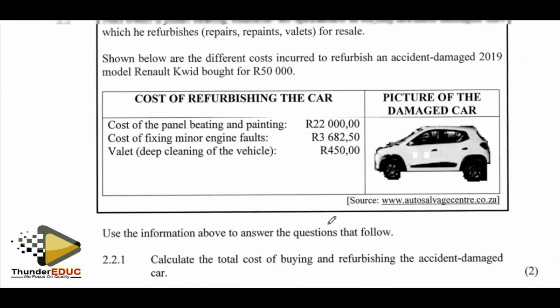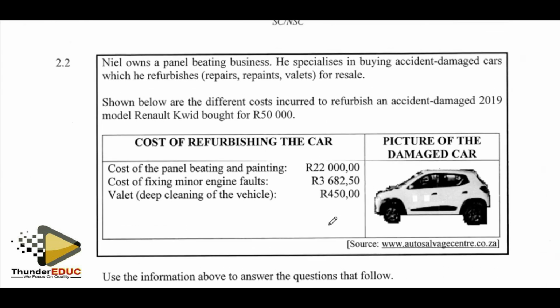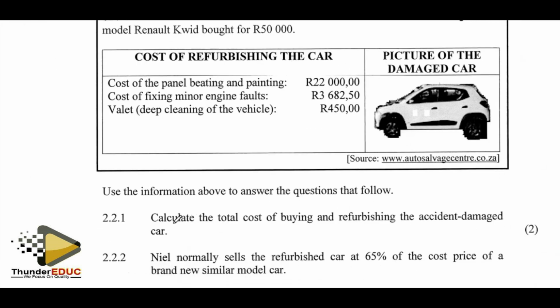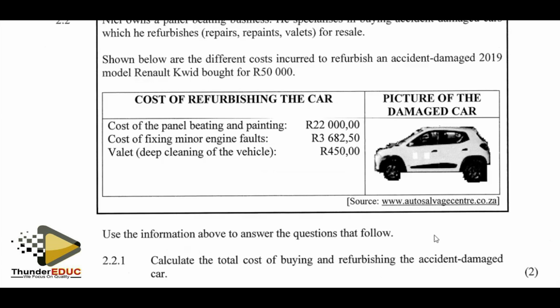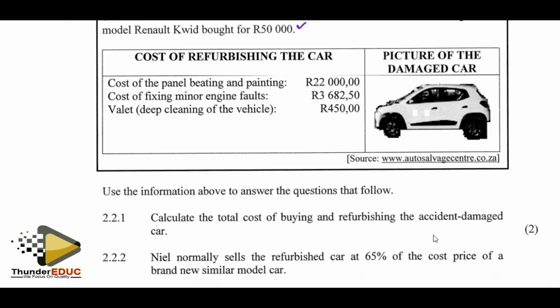2.2. Someone has a business of refurbishing cars and they sell them. They buy accident cars, they panel beat them, and they sell them. Here they're asking you, calculate the total cost for buying and refurbishing the accident damaged car. They say shown below are different costs incurred to refurbish the accident damaged car. The model Renault, they bought it at what? 50,000. So you come down here, right? 50,000 plus these costs for refurbishing.